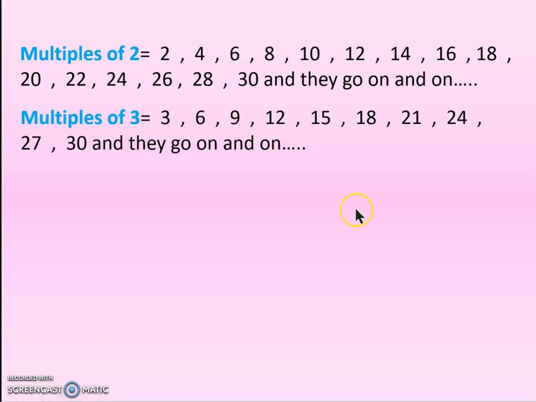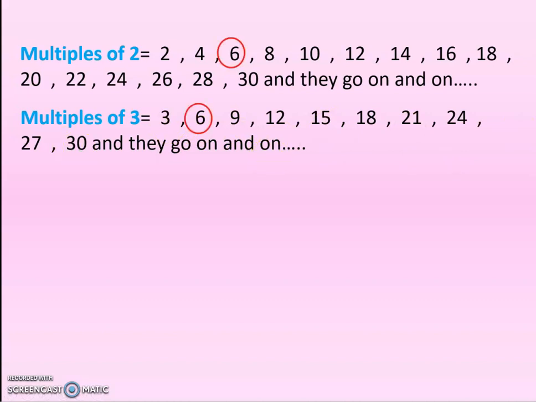Multiples of 3: 3, 6, 9, 12, 15, 18, 21, 24, 27, 30, and they also go on and on because multiples are infinite. That is why. So Tom was stepping on the multiples of 3. Tom would have stepped on these multiples.